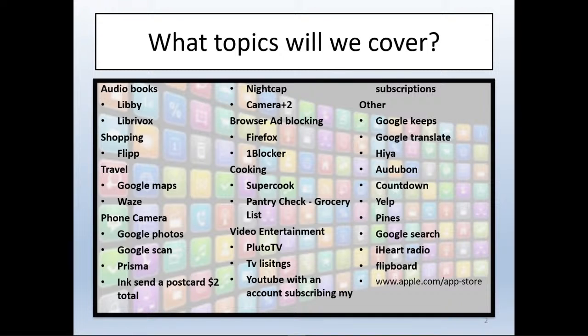One of the reasons to have this class is that in the internet class, we talk about ad blockers on our web browsers on our computers, but we don't really talk about them on our cell phones, so this gives us that opportunity. We'll also cover cooking and health apps, some video entertainment like free Pluto TV, and a list of a whole bunch of others, like Audubon, a countdown, and free radio. Let's get started.